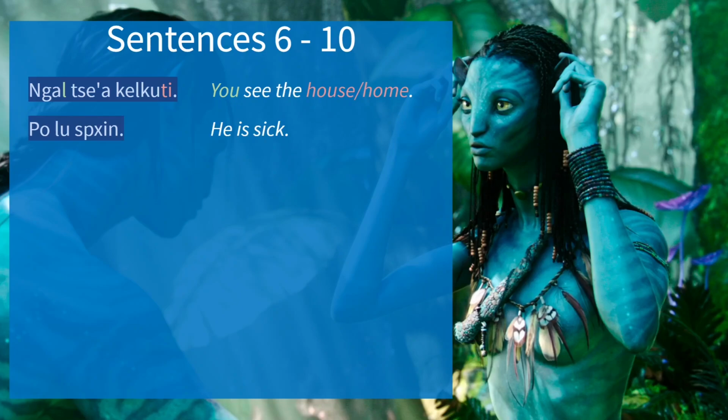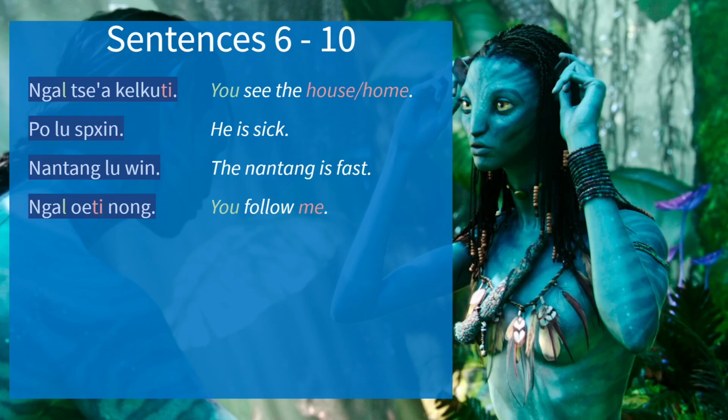Po lu spin. He is sick. So here we used lu. That means that he actually is sick, like it's a fact that he is sick. We are not talking about how he is feeling, we are just talking about what actually is a fact. Nantang lu win. The nantang is fast, or the viper wolf is fast. Again, lu used with an adjective to just say how someone or something is.